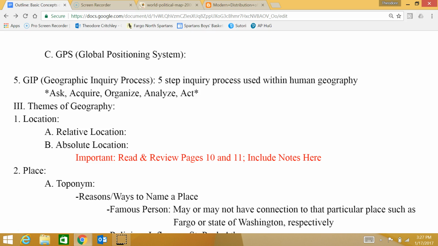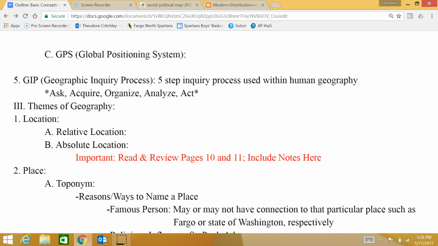This is where you're going to ask: what do I want to know? How am I going to find this information? How do I arrange or organize this information? What does this information mean? And what conclusions can I reach once I've figured out what all this information is and I arranged it accordingly? And that's basically ask, acquire, organize, analyze, and act, as you can see on your sheet right there.